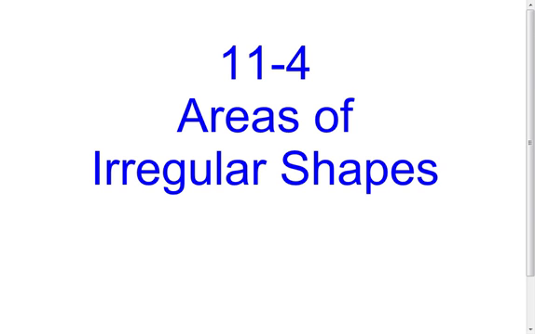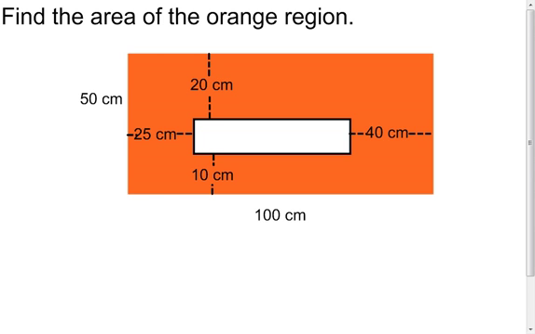This lesson, as you can see, is we're going to find the areas of irregular shapes. It's a problem-solving lesson, and we want to find the area of these irregular shapes. So in this case, I just want the area of the orange region. So what I want to do for starters is look at my big picture. What do I have involved here?